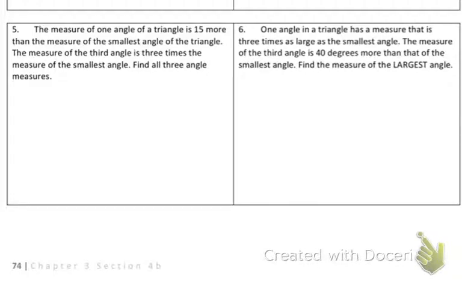All right, 5, 6, 7, and 8 are basically the same type of thing. It was just like the question that Sabrina had on that one problem. So number 5 says, the measure of one angle of a triangle is 15 more than the measure of the smallest angle of the triangle. The measure of the third angle is 3 times the measure of the smallest angle. All right, so we just need to put down some information.